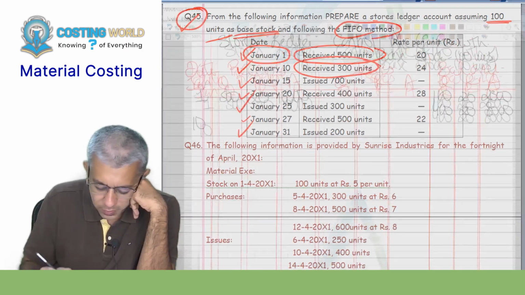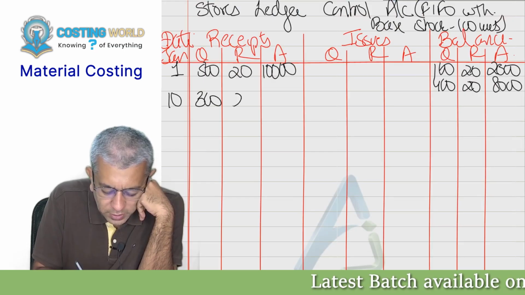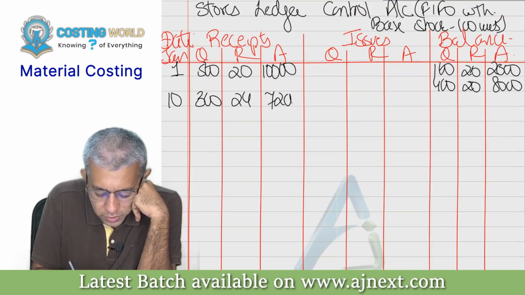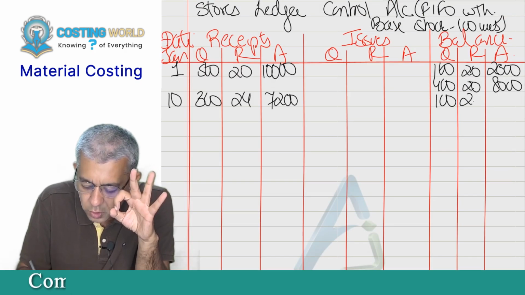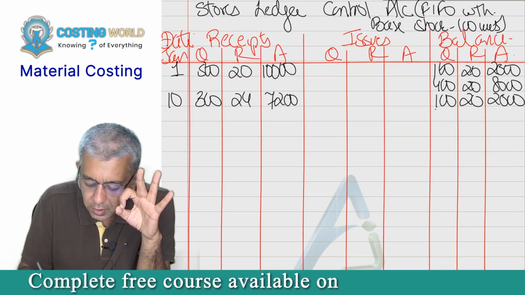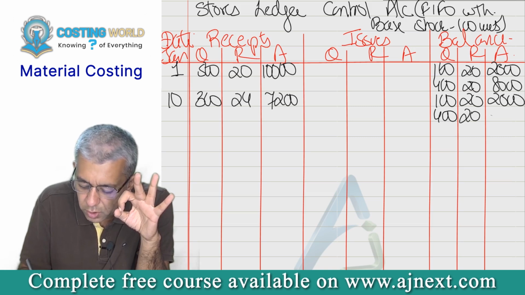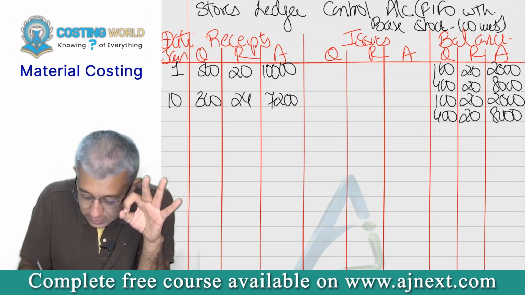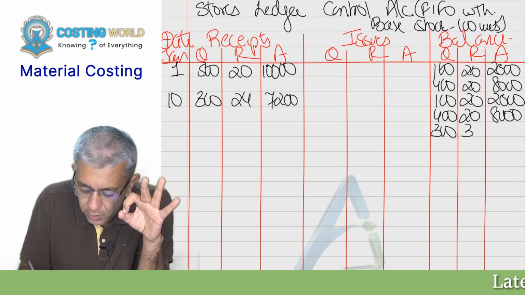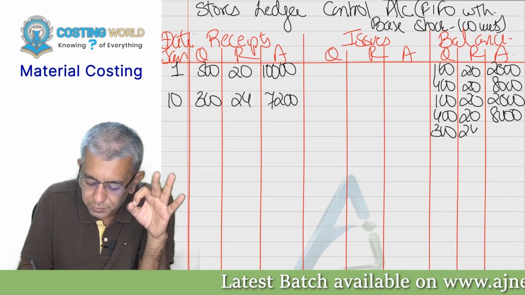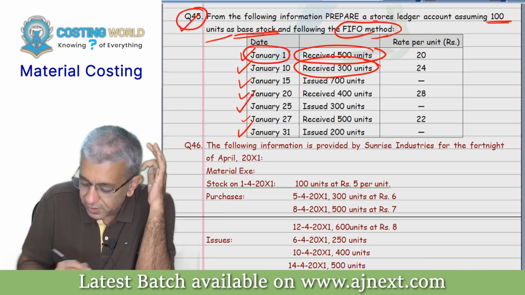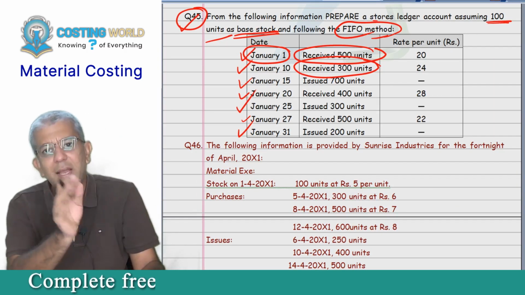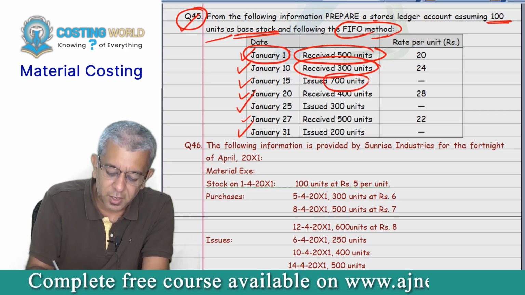Further, receive 300 units. 300 units at the rate of 24, 7200. Now, there will be 3 lots, beta. One is your base stock. One is your normal stock. And there is another normal stock, 324, 7200. Jan 15th.